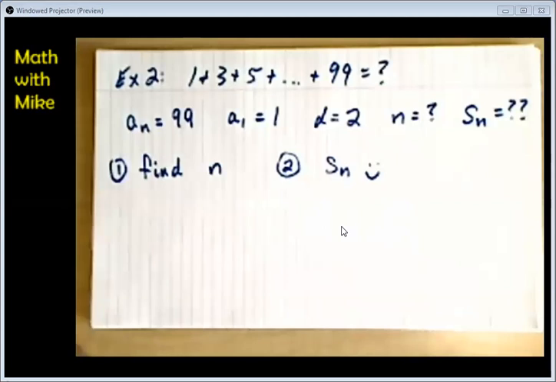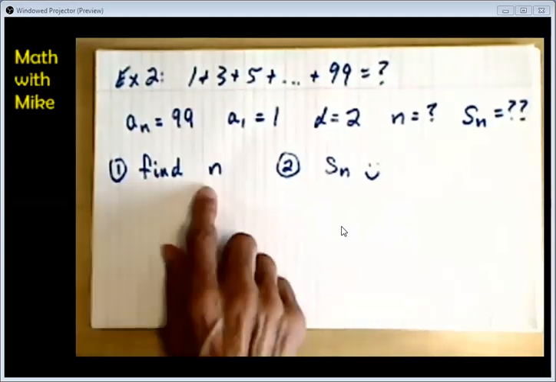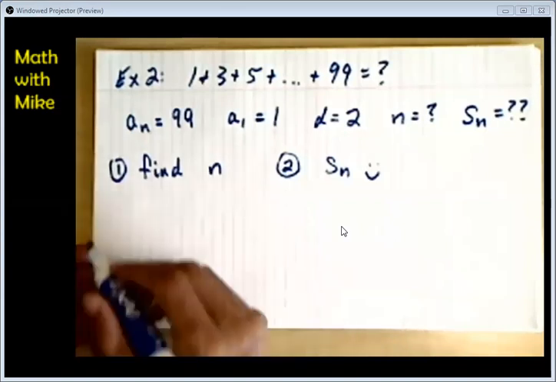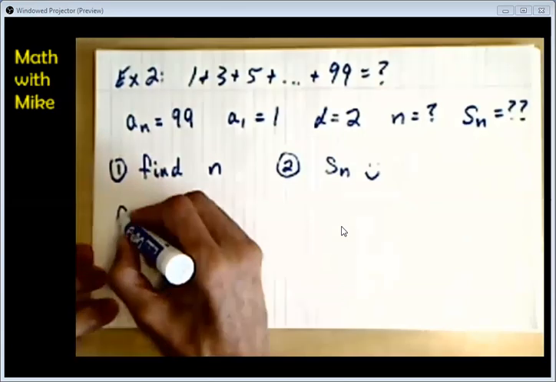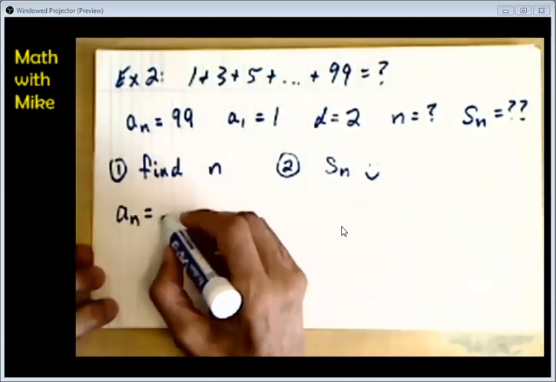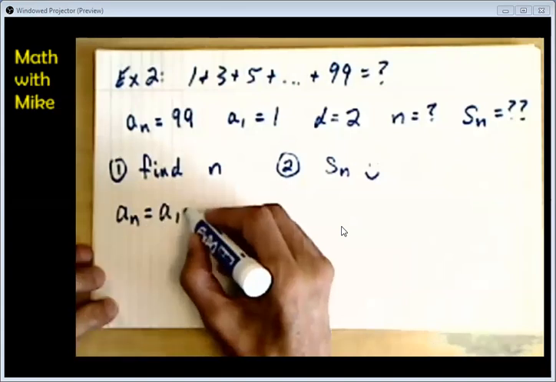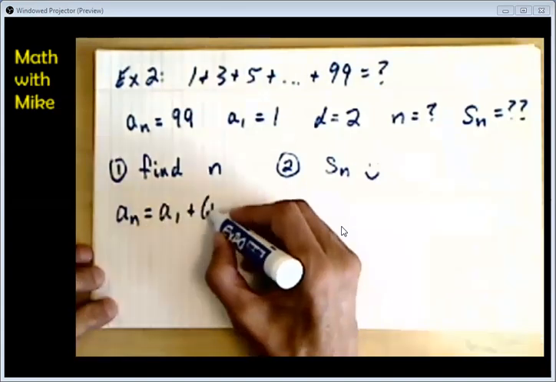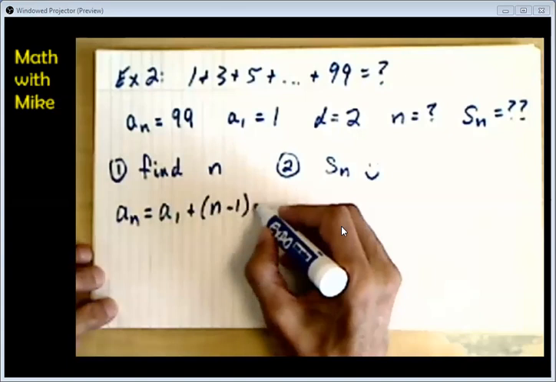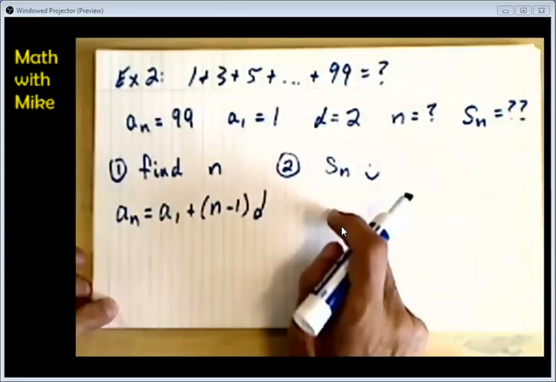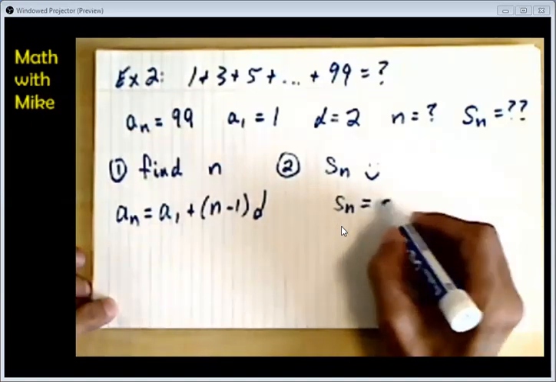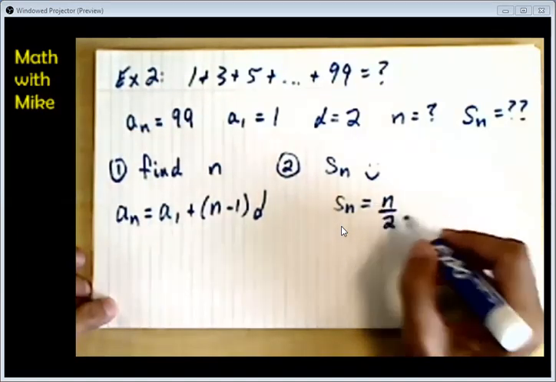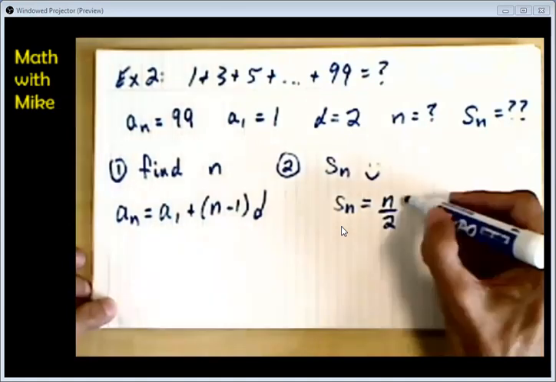Okay. What are we going to use to find N? Exactly. So that's a pretty big signal. We're going to use AN is equal to A1 plus N minus 1 times D, okay, for that first part. And then Sn, of course. N over 2, nice. That's true for both of them.